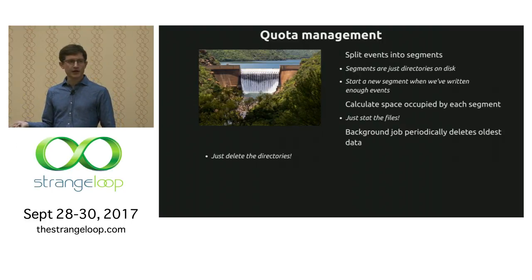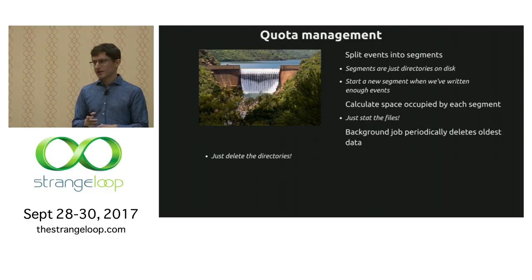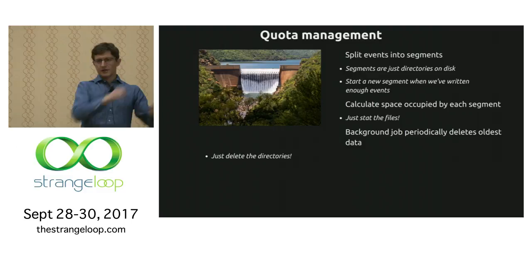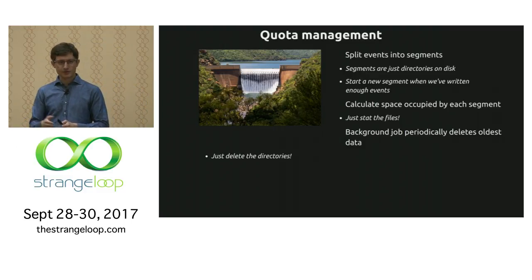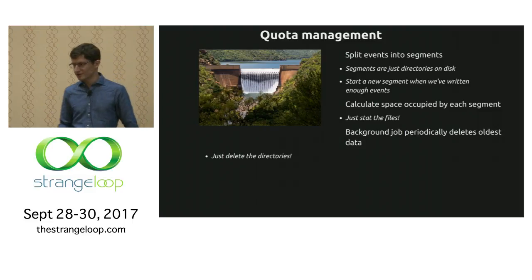Well, this is where we can rely on the file system to do a lot of the work for us. So as events are coming in, we split them up into segments. And you can think of these as sort of time slices of the data coming in. So at some point, we decide we've written enough events into this segment. So we start a new segment. And because we have just files on disk, we represent segments just as directories in which the files live. So when it's time for a new segment, we just open a new directory and start writing the files into that directory instead of the old one. The old one sits where it was.